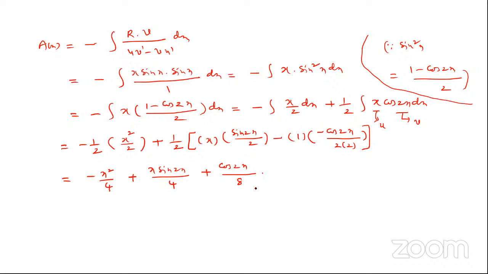So now let us evaluate b of x value. What is the b of x formula? Integration of r into v divided by uv dash minus vu dash dx. So integration of, already r value is given as x into sin x, and what is the v value? V value is sin x.